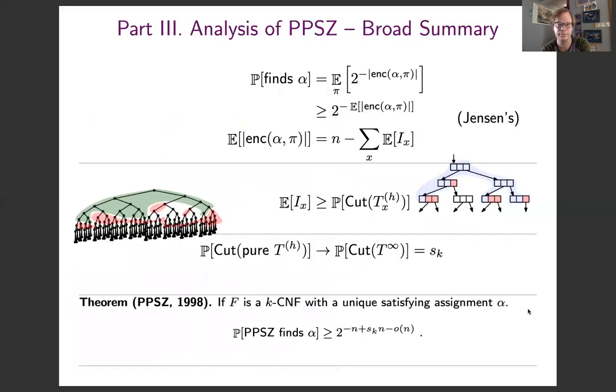So here's the summary. You relate the success probability to the average code length. You relate the code length to the cuts, and you argue that the cuts somehow behave as in the infinite tree, and you get the theorem that says, well, your success probability is boosted by this extinction probability SK.